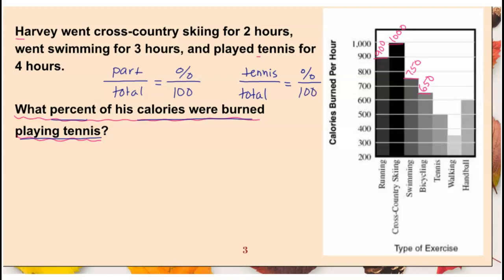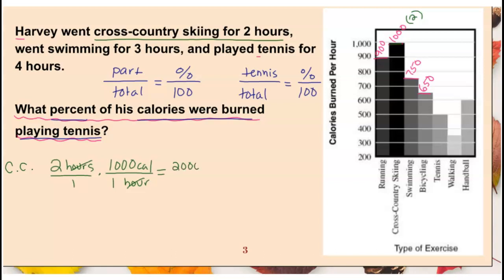Let's find his total calories burned first. If Harvey went cross-country skiing for 2 hours, he burned 1,000 calories per hour, times 2 would be 2,000 calories. I do want to show from Unit 3 how we can use unit conversion to get the same answer. So if I went cross-country skiing for 2 hours, I'm going to change that to calories by knowing that every hour I burn 1,000 calories cross-country skiing. So the hours cancel here, multiply straight across, and I get 2,000 calories for cross-country skiing.